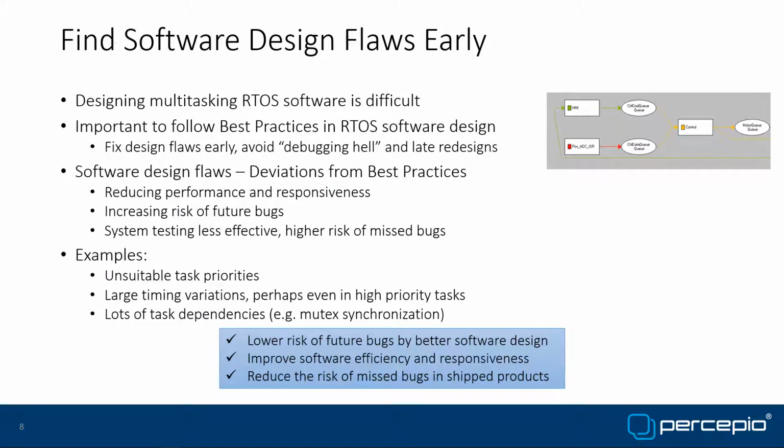Another important use of visual trace diagnostics is to find software design flaws as early as possible. You have probably learned the hard way that designing RTOS-based software is quite challenging. There are best practices in RTOS software design, and these are important to follow. By design flaws, we mean deviations from these best practices. They are not necessarily functional errors, but they may reduce performance and responsiveness, increase the risk of future bugs, and make the system testing less effective.